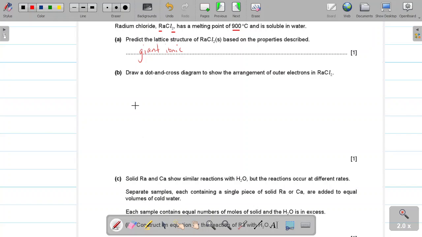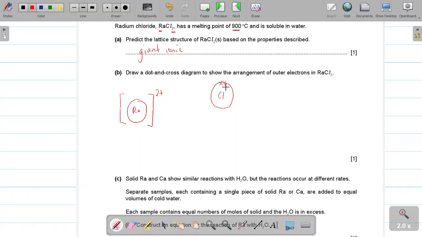So radium is a group 2 element, so it's going to lose its 2 valence electrons and it will form a species with a charge of 2 plus, which we would expect like this. And chlorine is in group 7, so there are 7 valence electrons in chlorine. Therefore, a chlorine atom will require 1 electron. So the 2 electrons donated from radium will go to each chloride atom. So we should see something like this.